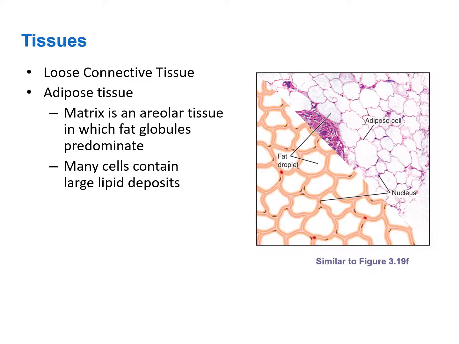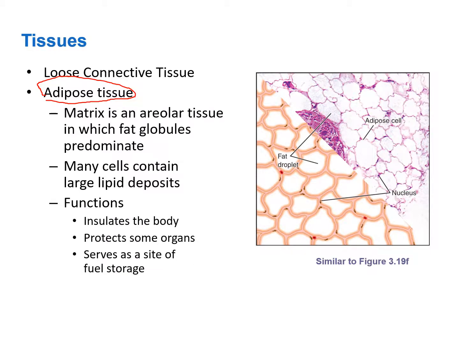All right, so along with loose connective tissue, we also have something that's highly specialized. This is adipose tissue. Adipose tissue is an areolar tissue in which fat globules or fat cells predominate. Many of these cells contain large lipid deposits, and this is where we store our fat. The function of adipose tissue is to insulate the body, to protect some organs, like for example the kidney, and to serve as a site of fuel storage. And when it says fuel storage, we just mean the storage of fat, right, or triglycerides.